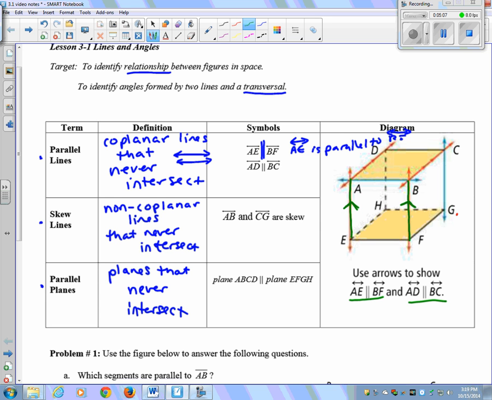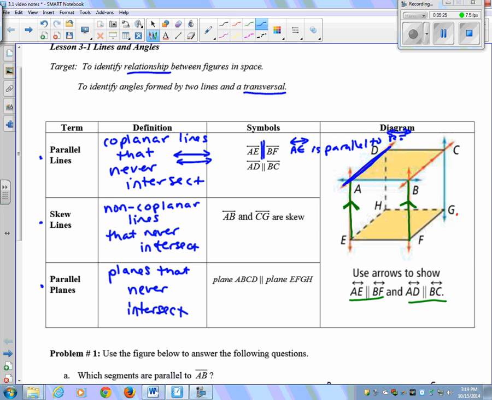Just like with segments, if we had two segments that were congruent, we would put little tick marks like that. Straight tick marks means congruent. But little arrows mean that they're parallel. So that would be a way to mark your diagram when things are told to be parallel.